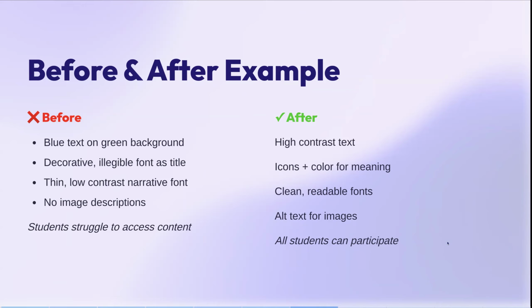Before and after examples. So before, imagine blue text on a green background, a decorative, illegible font as the title, then low contrast narrative font, no image descriptions. Students struggle to access the content. And then imagine high contrast text, icons and color, clean readable fonts, alt text added, and all students can participate. This perfectly demonstrates how simple changes dramatically improve access.